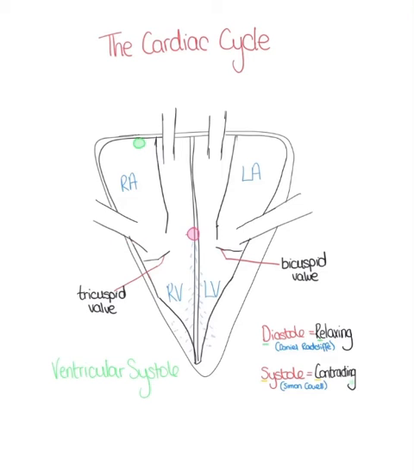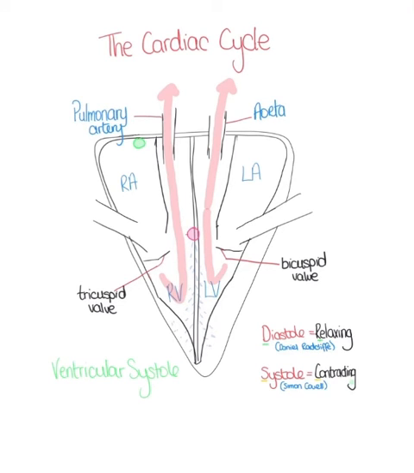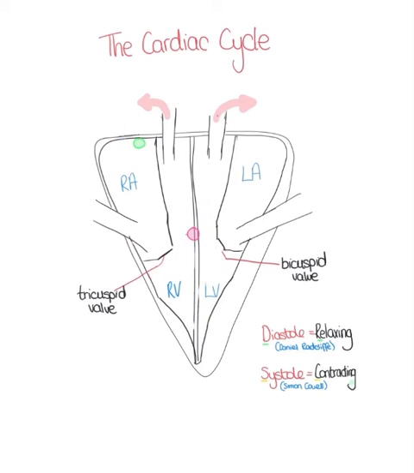Ventricular systole forces the blood up from the right and left ventricles into the pulmonary artery and into the aorta. There is a build-up in pressure in the ventricles, and this causes the bicuspid and tricuspid valves to close. When the blood leaves the heart, the ventricles relax. This is known as ventricular diastole.